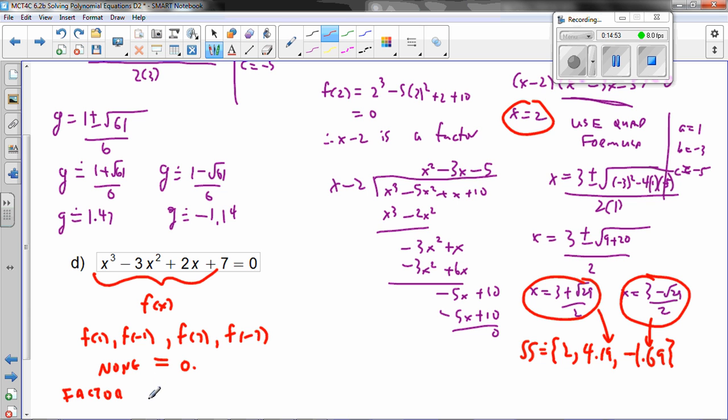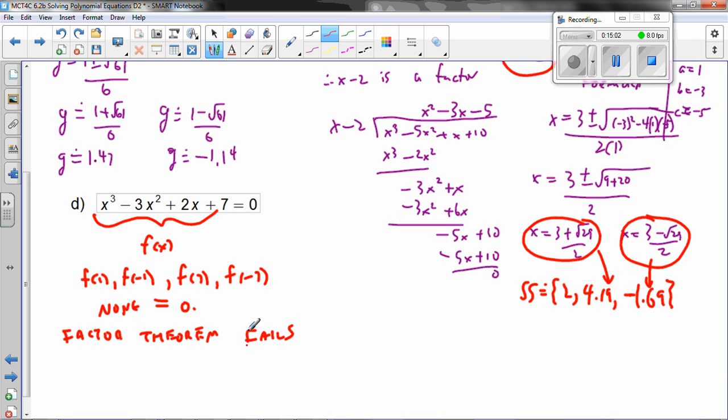Factor theorem fails. So what do we do? We quit, right? No, no, we don't quit. What we're going to do is turn to technology. When the factor theorem fails, turn to the TI-83, right?